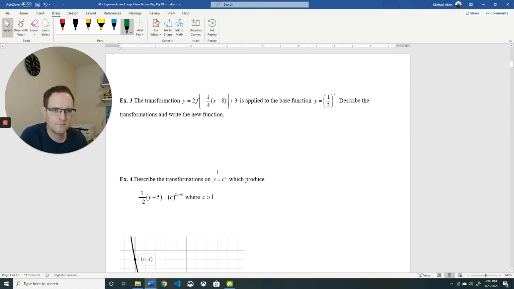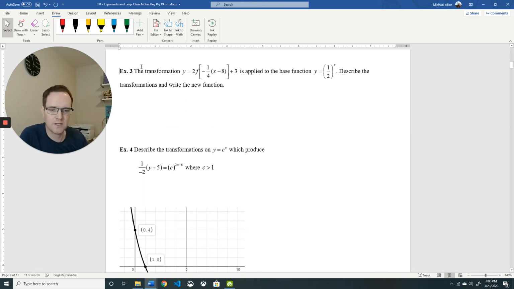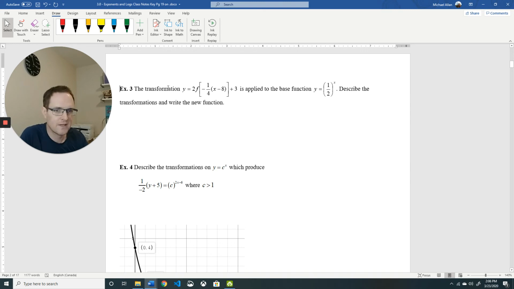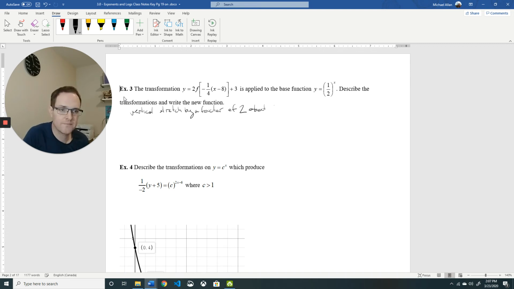Okay. So now what we're going to do is we're just going to describe the transformations and write the new function for this one. This is a pretty self-explanatory, pretty easy question here. So we got all these things that are happening here. So we have a vertical stretch by a factor of 2 about the x-axis.